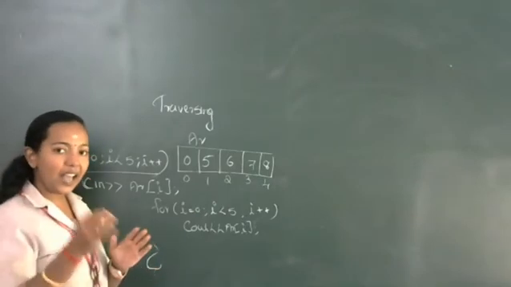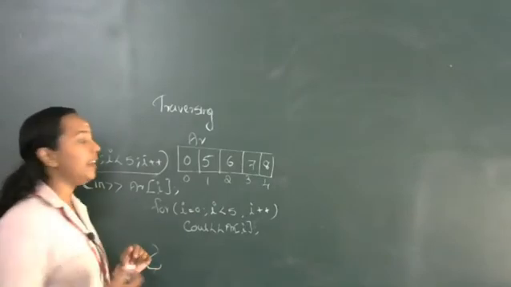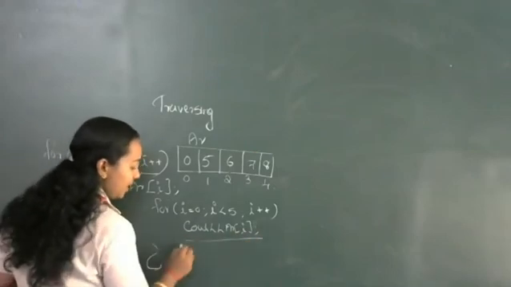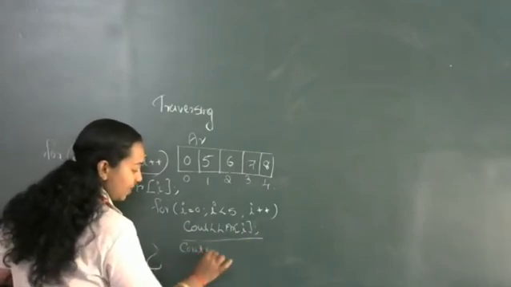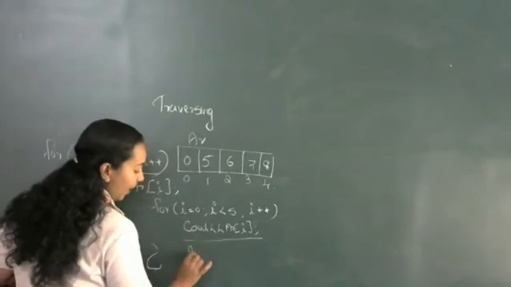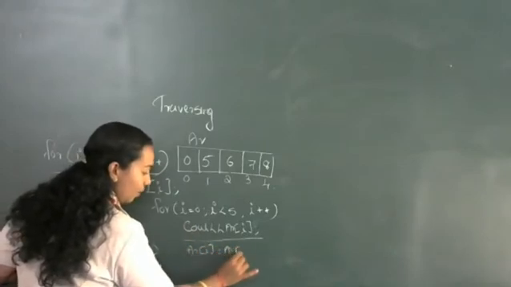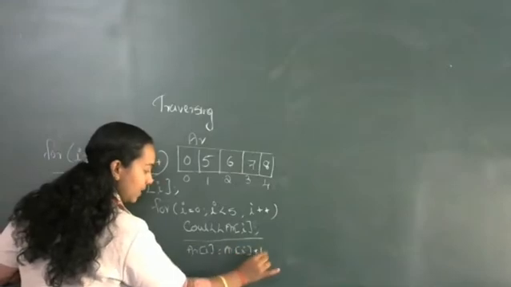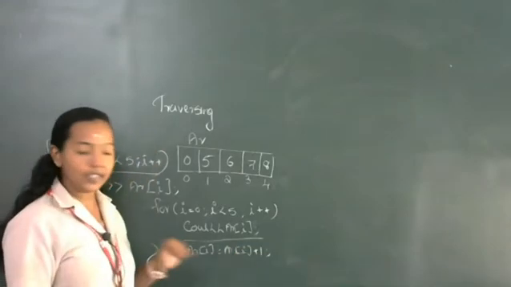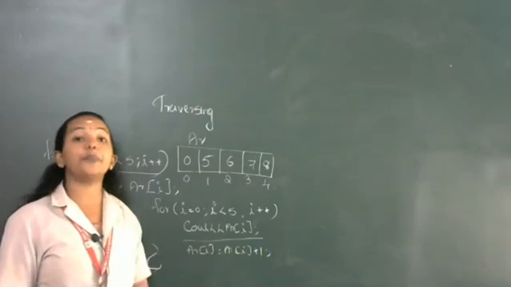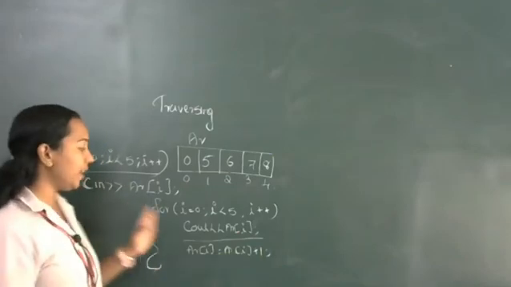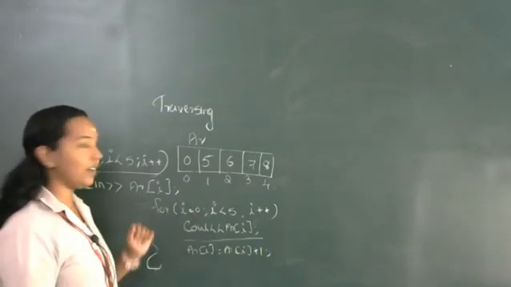One more type of traversal is present. That means we can add all the numbers in each iteration. So instead of this statement we can write like this: Cout of AR of I is equal to AR of I plus 1. So these are the three types of traversal operation.